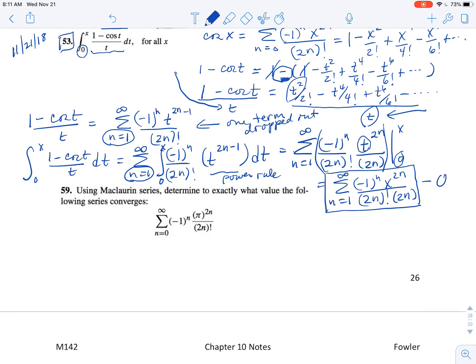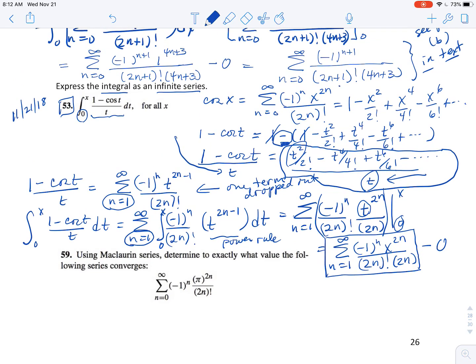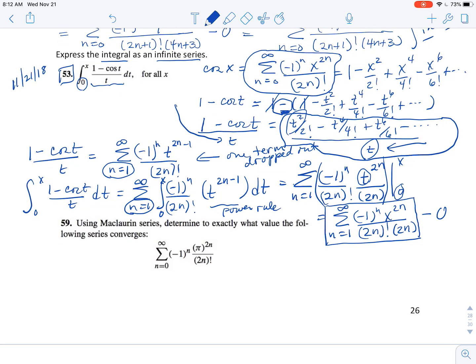All right. So I believe there's a couple problems in the WebAssign and on the review that you should try for that. Yeah, question. Yes, you can do it that way. So this is the step that we're talking about right here. When I divide through by t, it would be the same thing as dividing this by x, and that reduces that power by 1. So the 2 would become 1, and then 3, and then 5, and so on. They become odd numbers, and that's where that t to the 2n minus 1 comes from.